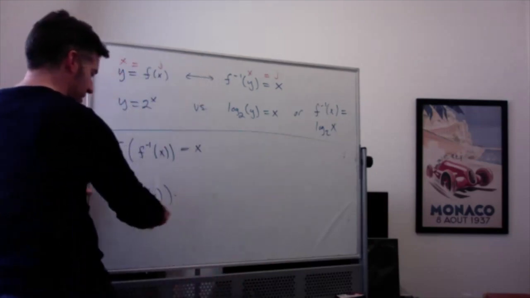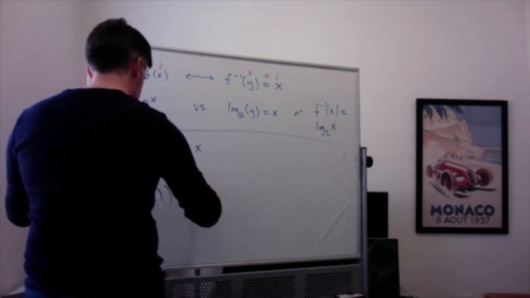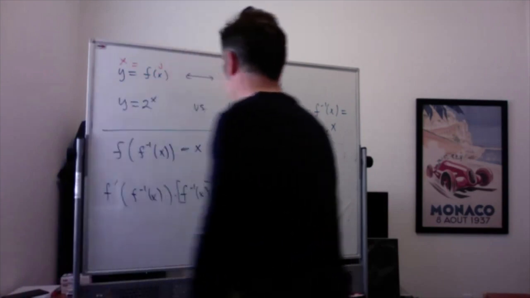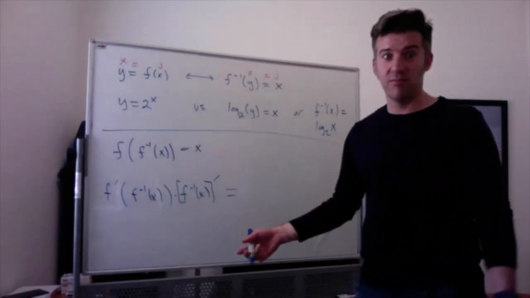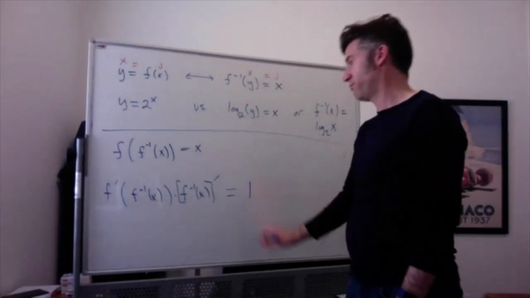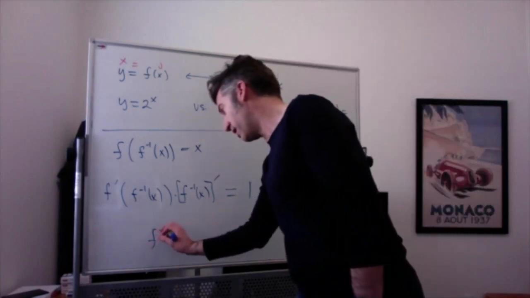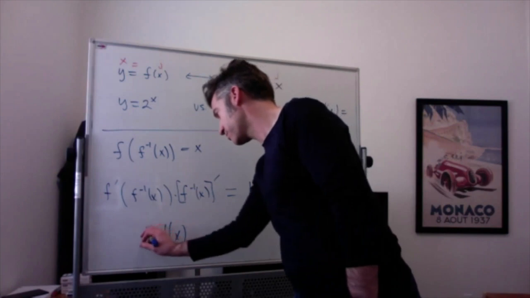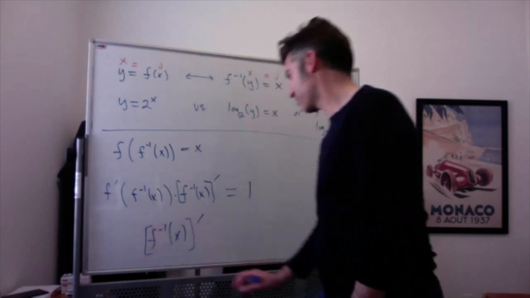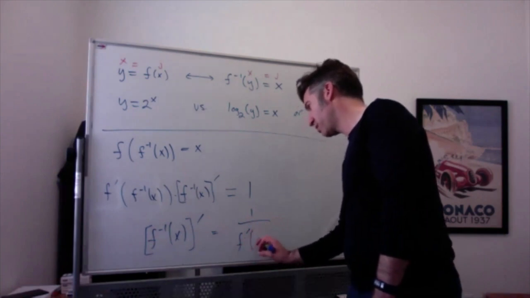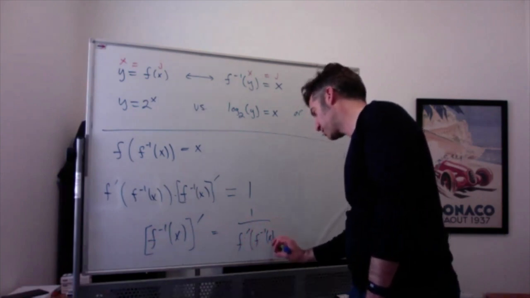Times the derivative of this stuff. On the right-hand side, the derivative of x is 1. And now we're going to isolate this so that the derivative of f inverse of x is equal to 1 over f prime of f inverse of x.